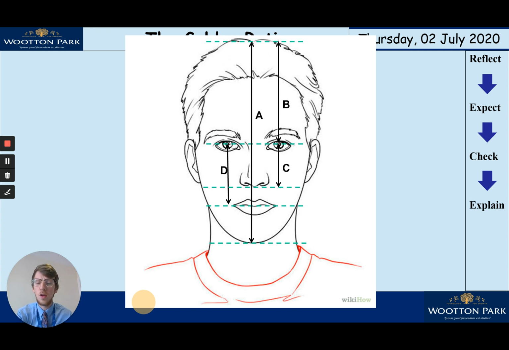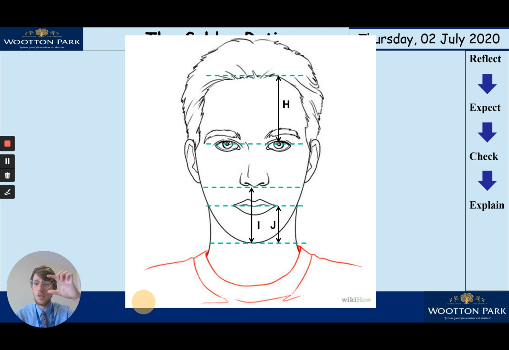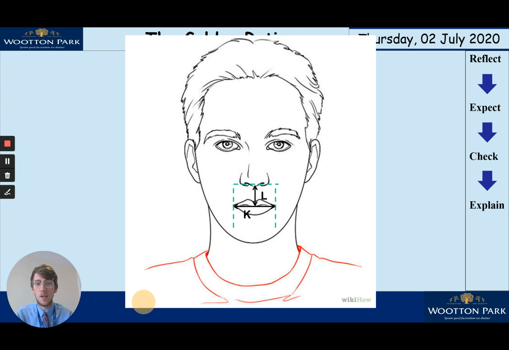Okay, so these are just the diagrams going through each one. A is top of your head to your chin, B is top of your head to your eye, C is eye to your nose, D is your pupil to your lips. Again, if you want to pause the video, go back to this diagram to help. F is the width of your eyes, G is the width of your head, and E is the width of your nose. H is your hairline to your eye, I is your nose to your chin, J is your lips to your chin, L is your nose to your lips, and K is the width of your lips.